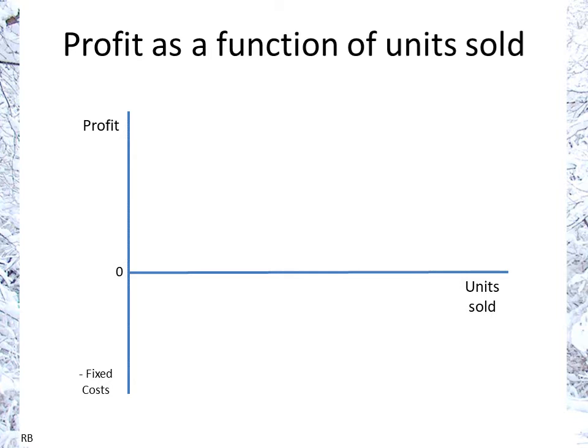You'll have profit on the y-axis, units sold on the x-axis. And you'll normally begin with a negative number here. In other words, if you sell no units, you'll have a certain loss, and those losses are equivalent to the fixed costs involved. In other words, those costs that don't depend on the number of units sold. So if you have 0 units, your profit is equal to the negative of the fixed costs.